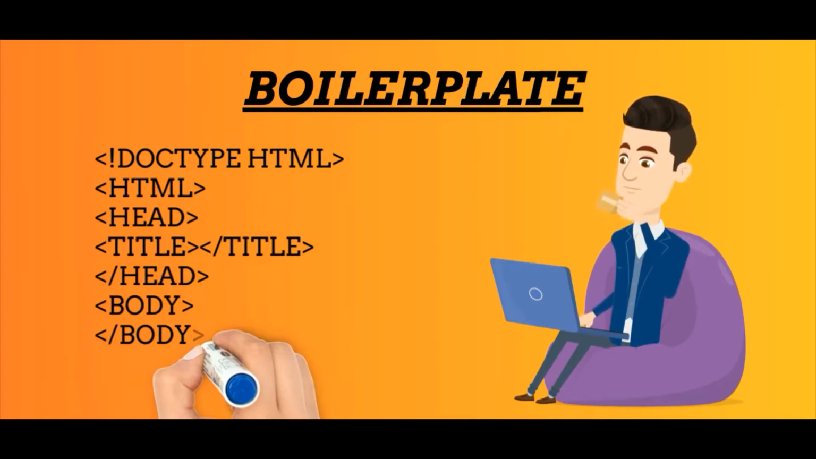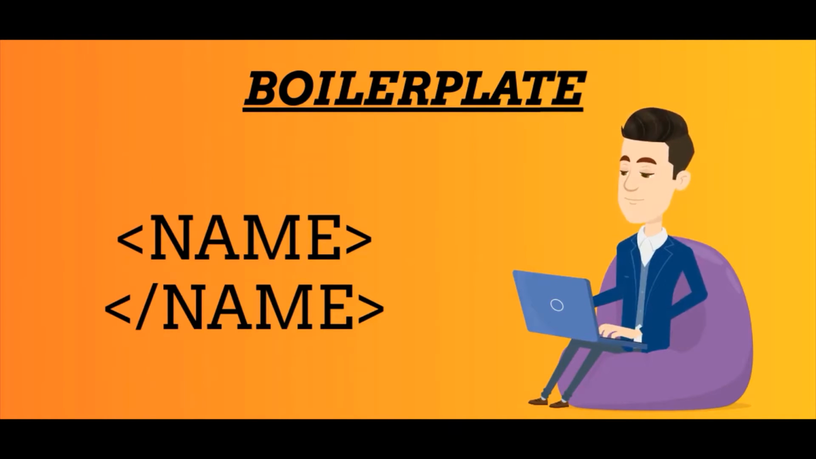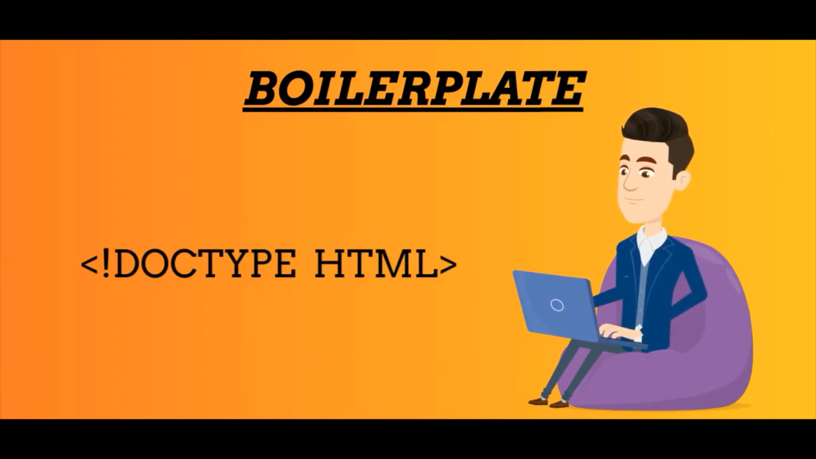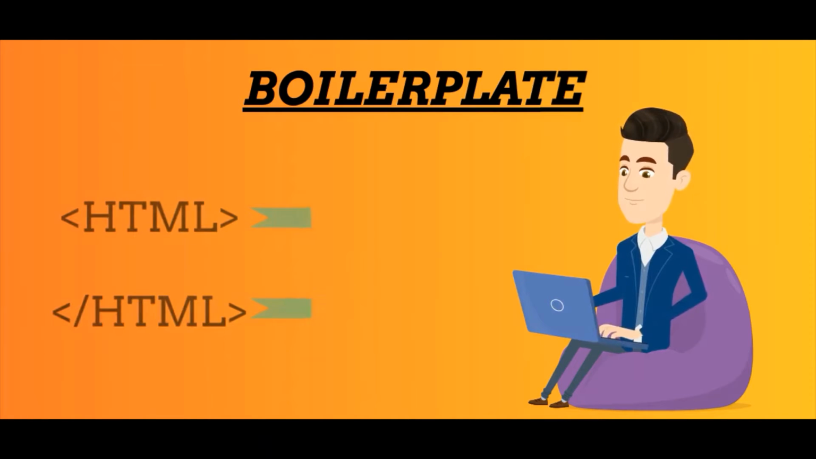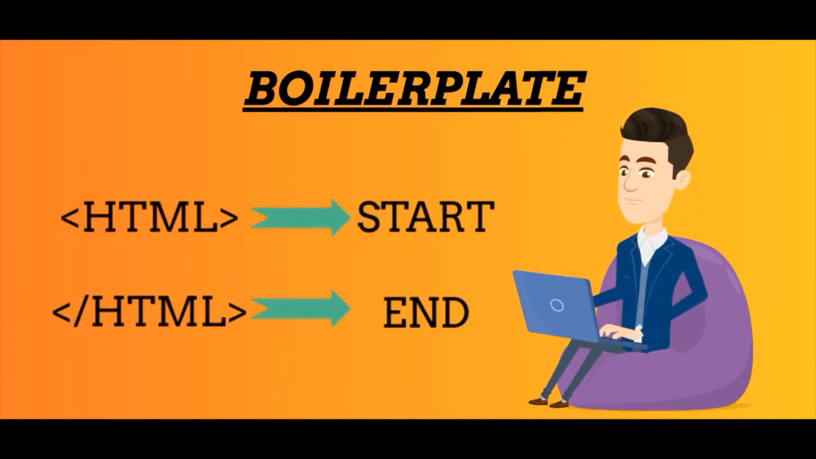So remember it carefully. In HTML, a name in between less than and greater than signs indicates the start of that element or tag, and the name with a slash indicates the end of that element or tag. Type HTML, as the name suggests, indicates to the browser that the following code is of type HTML. HTML indicates the start of the web page, and /HTML indicates the end.